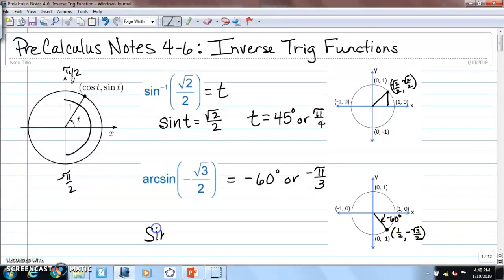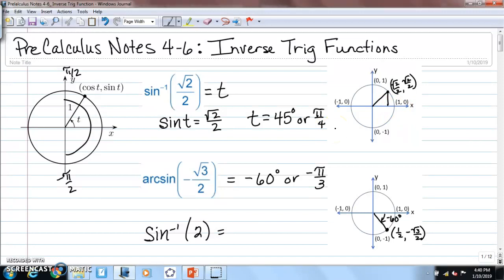Now, what if you have something like this, though? What if I have inverse sine of 2? What do you think your answer is going to be there? Well, can sine be 2? Is there any way I can get a y value greater than 1 here? No. And there's not any way I can get it less than negative 1 either, is there?